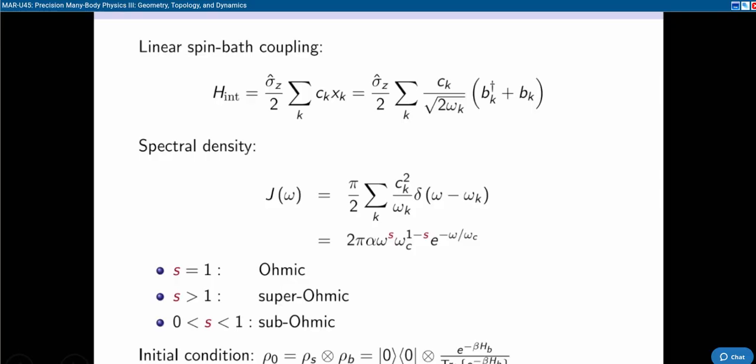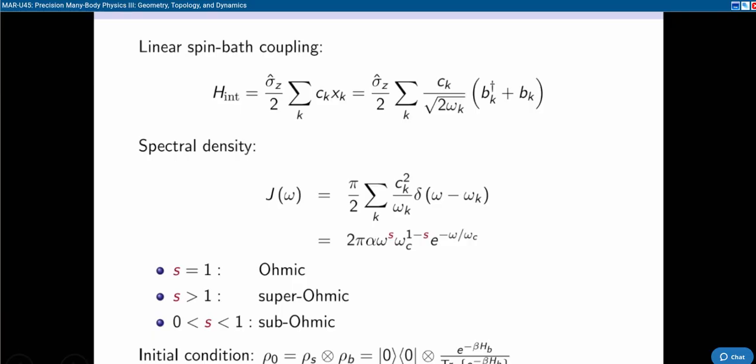Now, in the thermodynamic limit, we can characterize the coupling in terms of a spectral density in this compact form. J of omega is assumed to be smooth, and for frequencies below a certain cutoff, omega_c, which characterizes the relaxation timescale of the bath, it's of the form omega to the power of s. In our work, we assume an exponential cutoff, and alpha is the coupling strength.